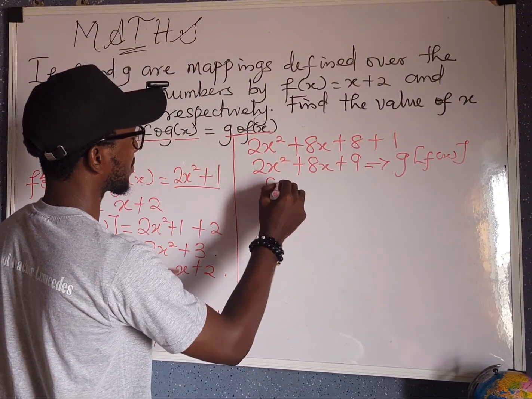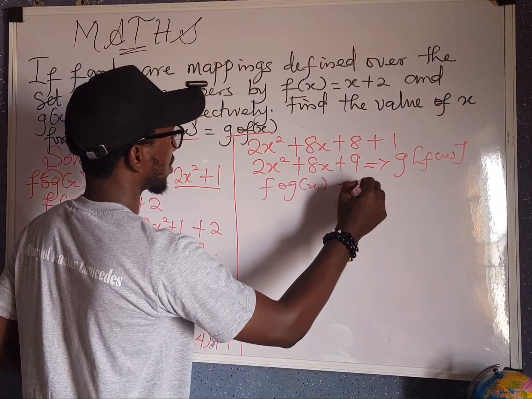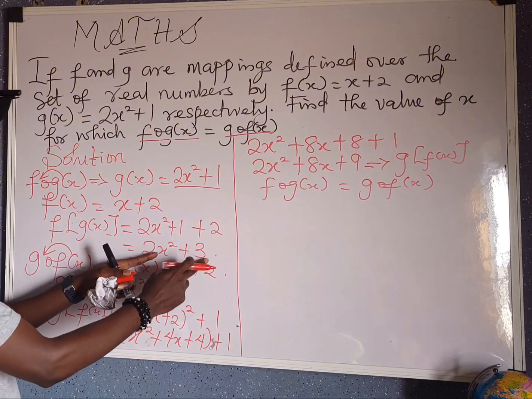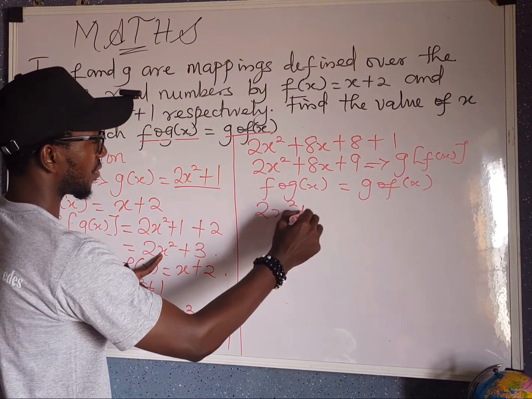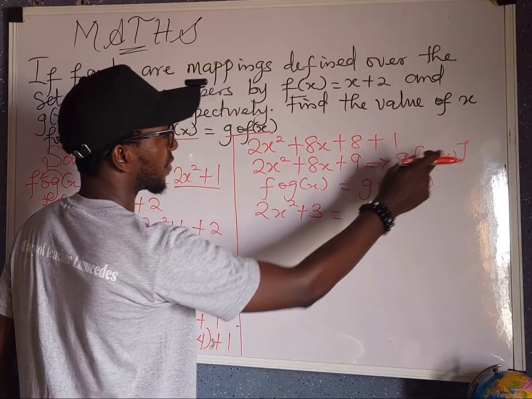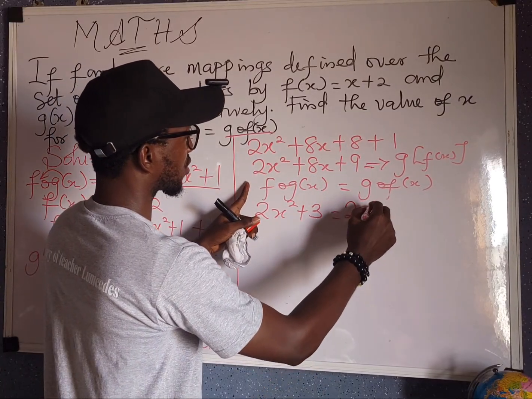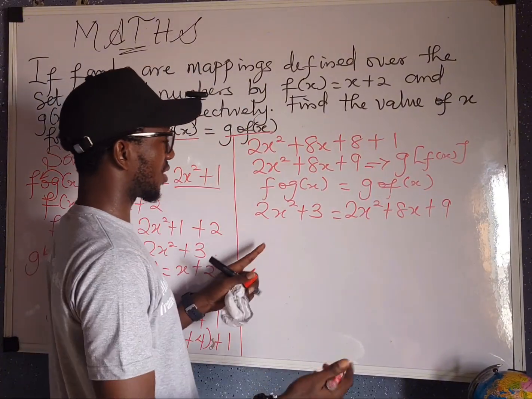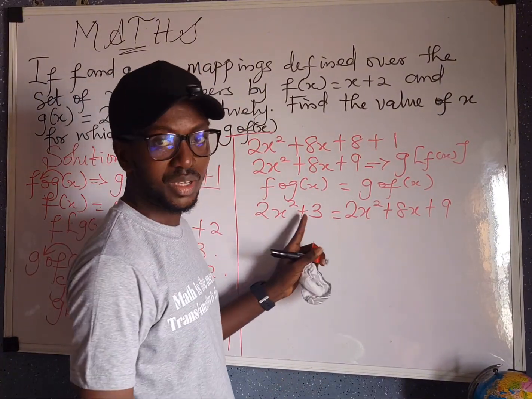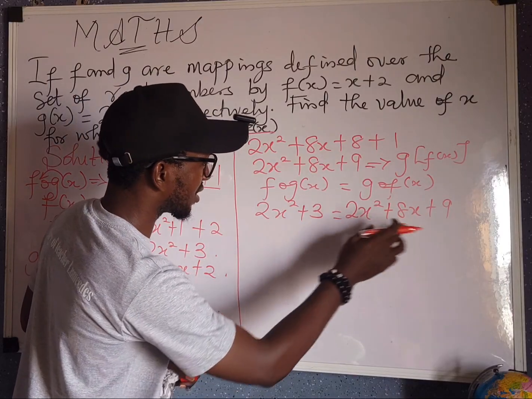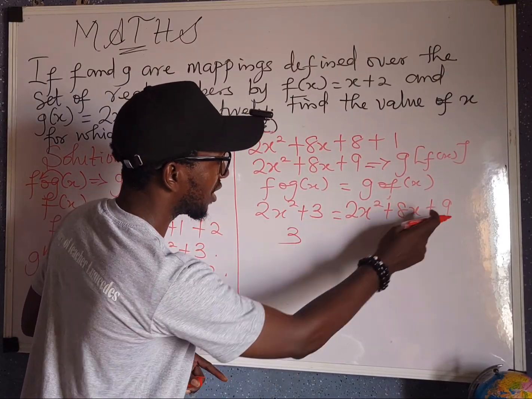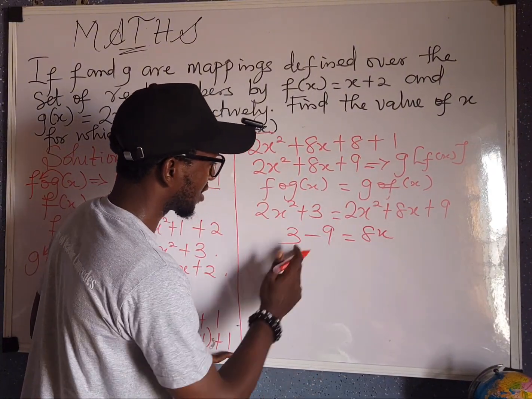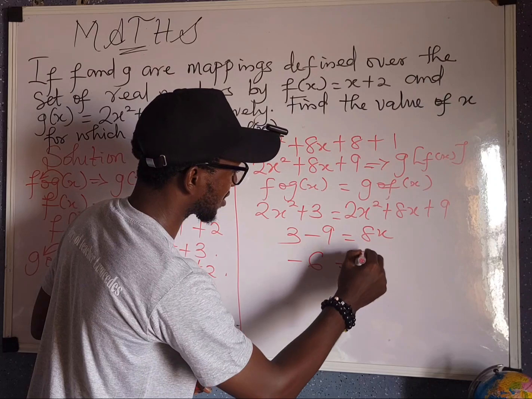So equating them, f of g of x equals g of f of x. For f of g of x, we got 2x squared plus 3, while for g of f of x, we got 2x squared plus 8x plus 9. So by the time we collect like terms, if 2x squared should go to the other side, we are going to get 0. So we can leave 8x on the right hand side. We have 3. If 9 should come to the other side, it becomes minus 9. That's to 8x. 3 minus 9 is going to give us minus 6, equals 8x.